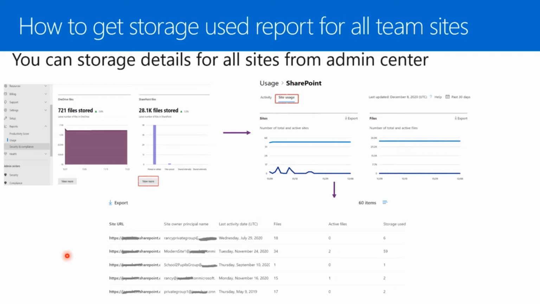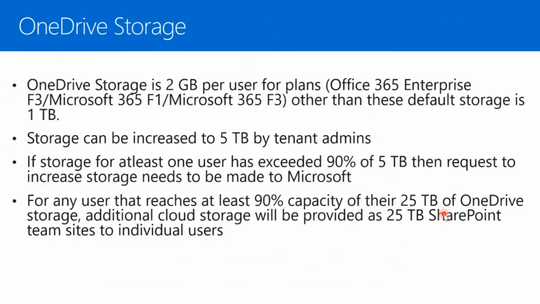You can easily export this as CSV, and you can just review which site has how much consumption, and what number of files. You would be able to figure that out from this report. Isn't that going to be helpful, right, for figuring out what's going on in the tenant with respect to site collections? Now, this brings us to the topic of OneDrive storage.